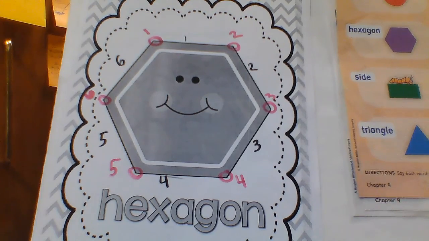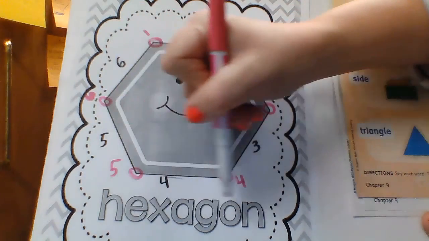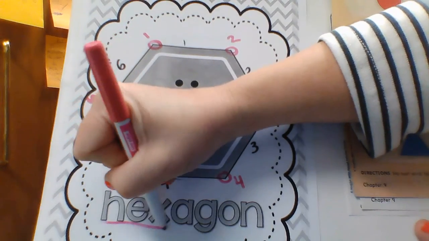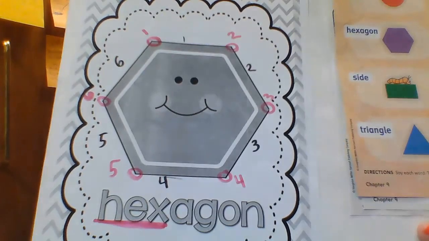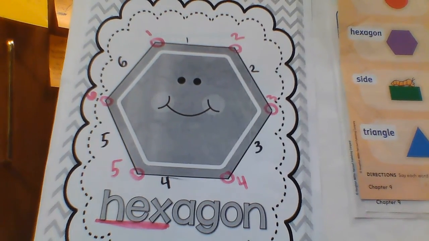So a hexagon has 6 sides, 6 vertices or points. And a fun fact for you is that's why it's called a hexagon, because hex actually means 6. Okay?